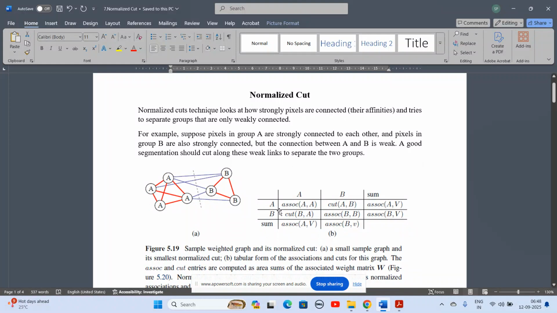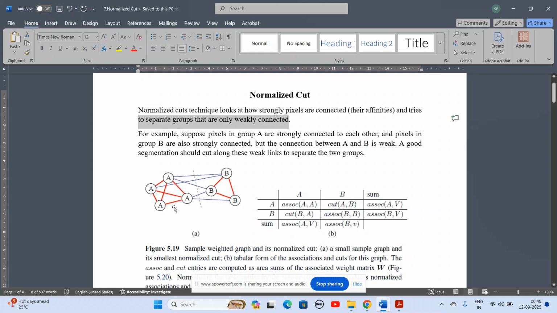Normalized cut is basically based on graphs. The normalized cut technique looks at how strongly the pixels are connected, and we'll try to separate the groups that are weakly connected. So here, look at the graph. We have two groups, one is A, another one is B. Pixels in group A are strongly connected to each other, and the pixels in group B are strongly connected, but the connection between the groups is weak.